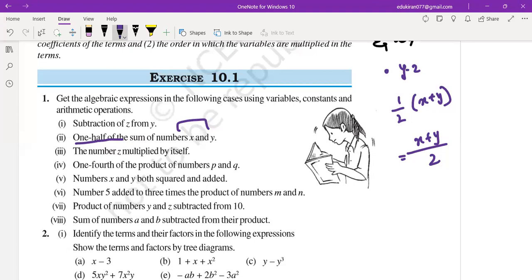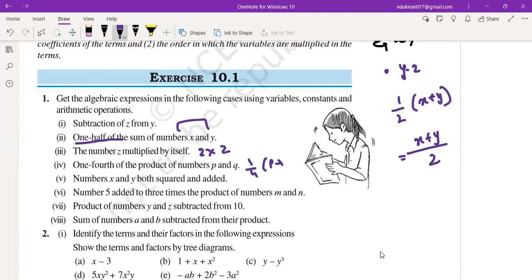Yes, ma'am. Now coming to the next one. The number of z multiplied by itself. Very easy, right? Z multiplied by z. Fine. Now coming to the next one. 1/4 of the product of number p and q. Same. Instead of half, you will write 1/4 of p and q.